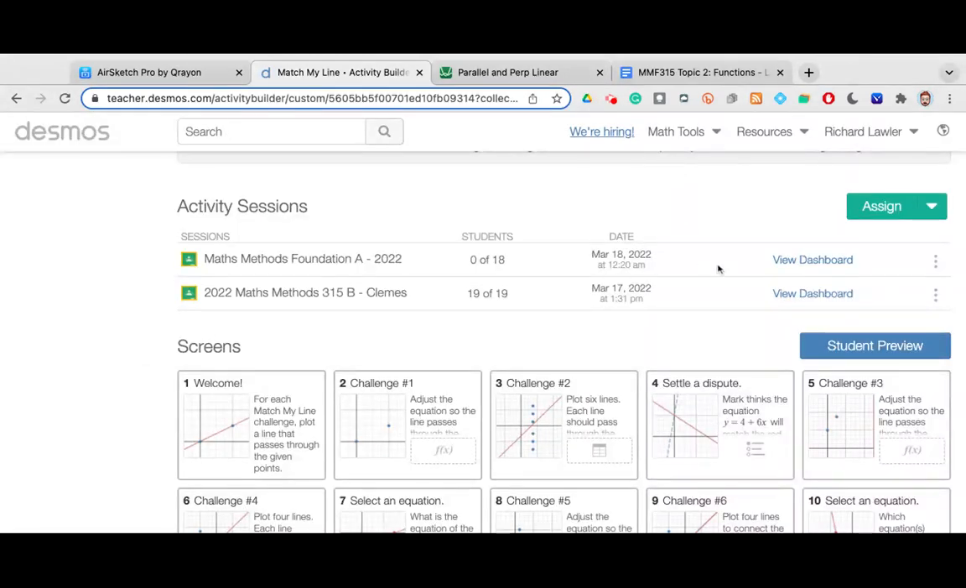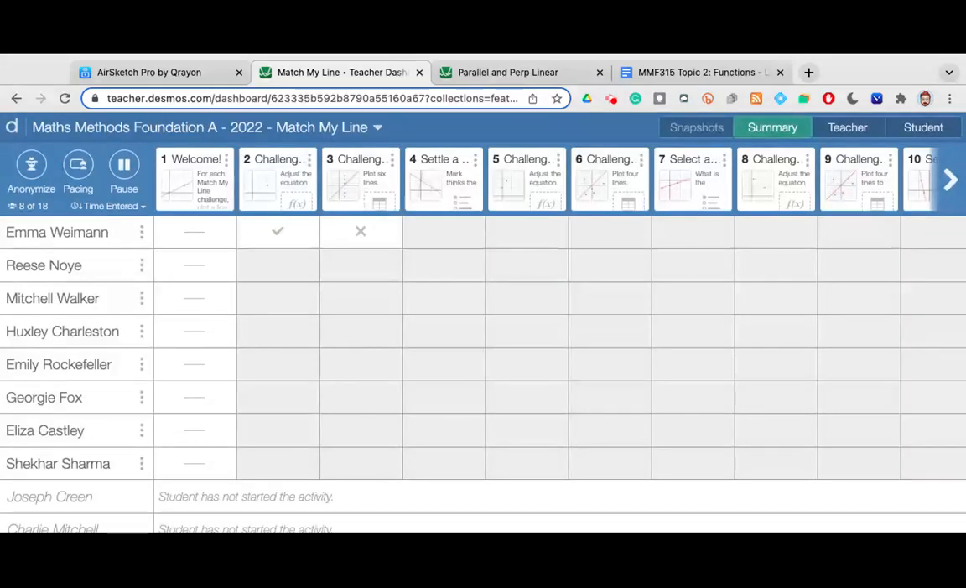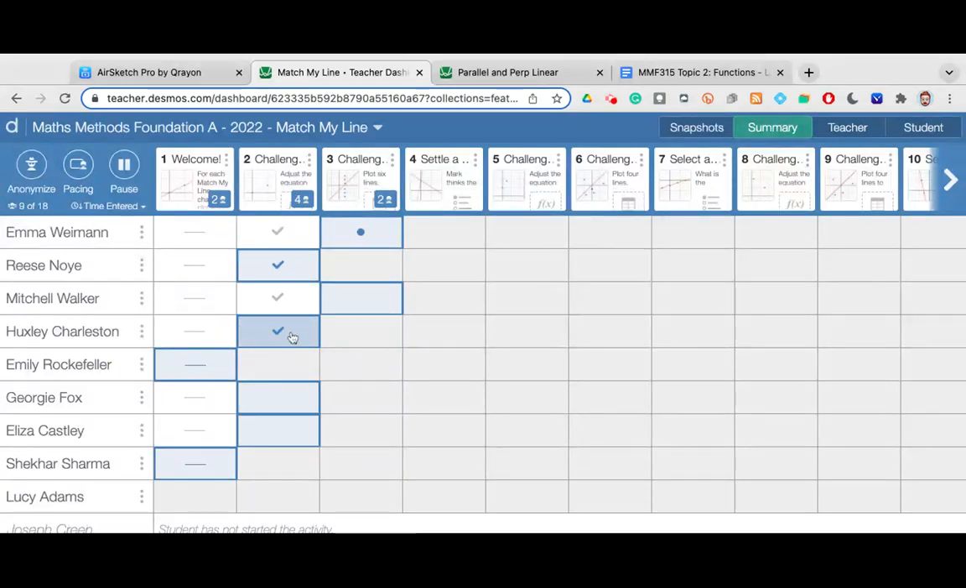What I can do, just so you can see what I can see, which one is it? Nope, it's this one. There you go. Emma's surged ahead, 100% in front of everybody else. So I get to see what you're doing as you go along. I can see that Reese and Huxley, they've just done it now. I can now see that Emma's on to the next one and so on. So I can track progress a little bit. And that's basically how it works.